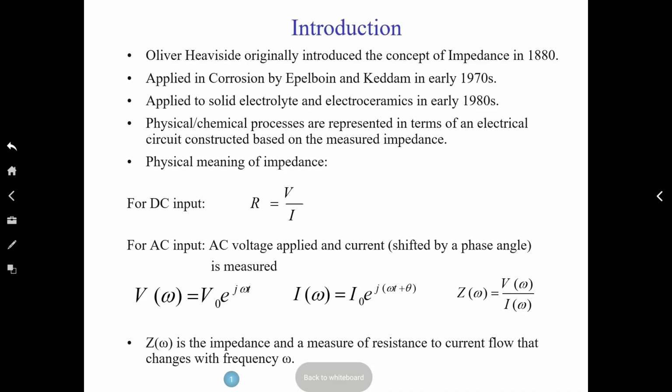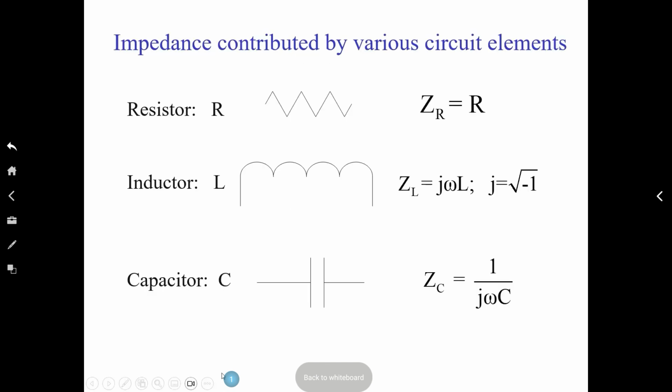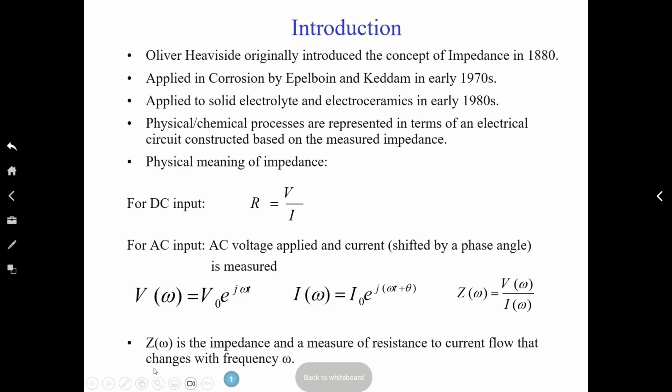Alright, so we saw the definition of impedance. You're going to apply a frequency dependent voltage, and we're going to measure frequency dependent current, and the ratio will be called impedance. And that's what the impedance analyzer is basically measuring. It will give you data at different frequencies.